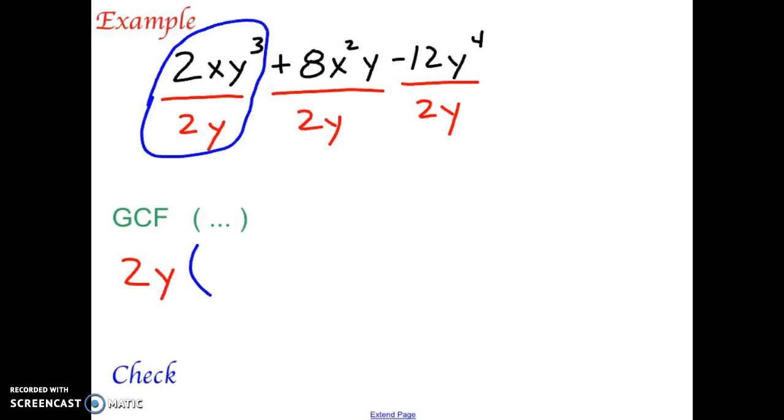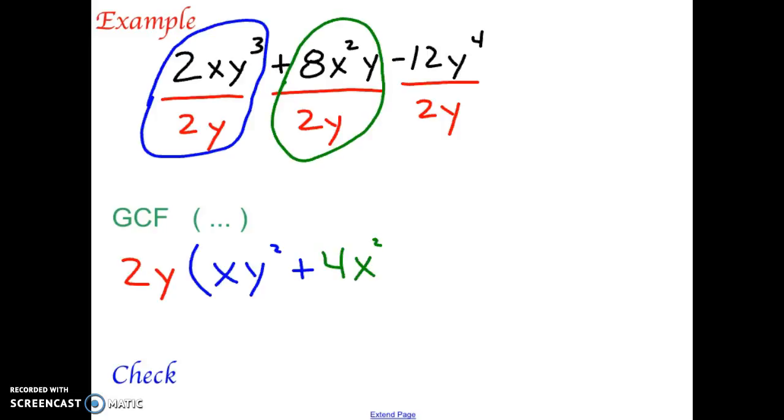So we do our first division. 2 divided by 2 will be 1. We'll have an x, and y cubed over y will give us a y squared. Keep the sign the same. Move on to the next term. 8 divided by 2 will be 4. We'll have an x squared, and y over y will simplify to give us 1. Keep the sign the same. Move on to the next term. 12 divided by 2 will be 6. Y to the fourth divided by y will be y to the third.